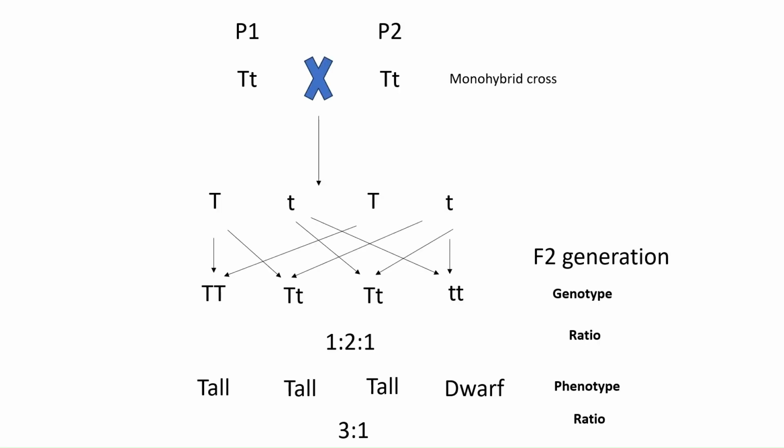Monohybrid cross. We already learned in the last video that in case of a monohybrid cross, the genotypic ratio in F2 generation is 1:2:1 and the phenotypic ratio in F2 generation is 3:1. Now we have to solve the probability questions. As you know, the formula for probability is the number of favorable outcomes divided by the total number of outcomes, where P, that is probability, ranges between 0 and 1.